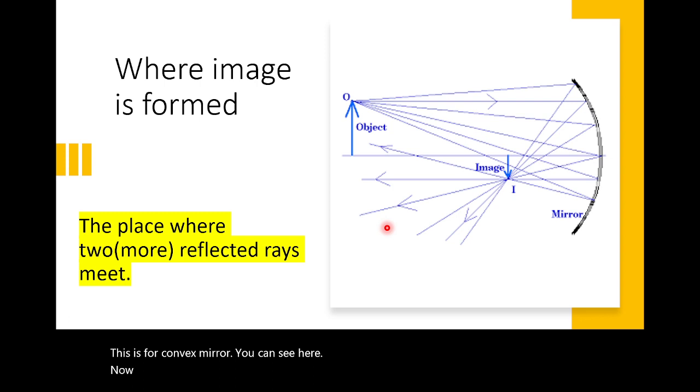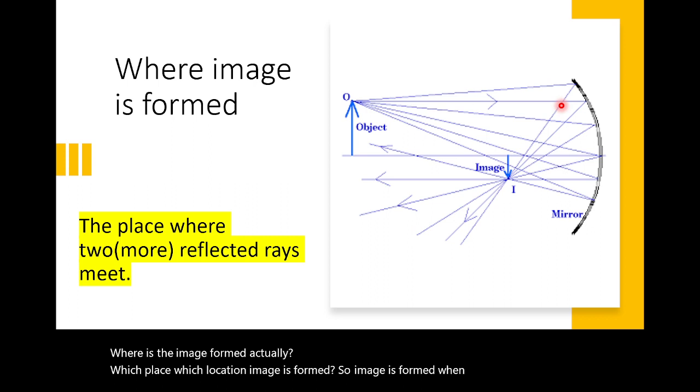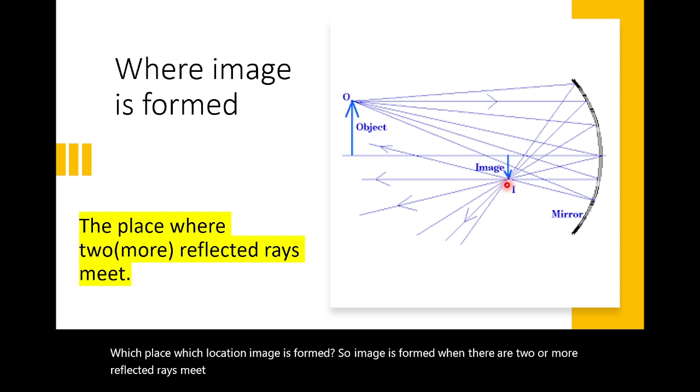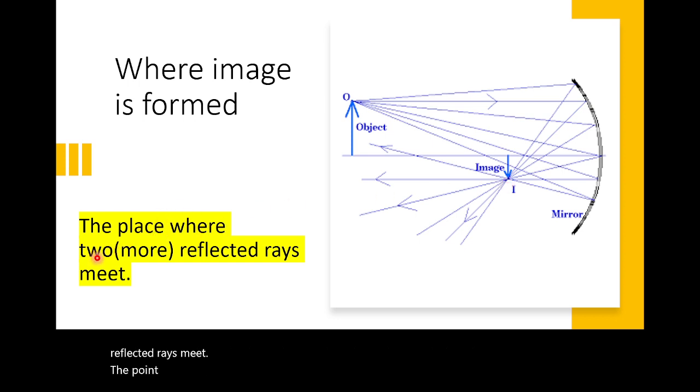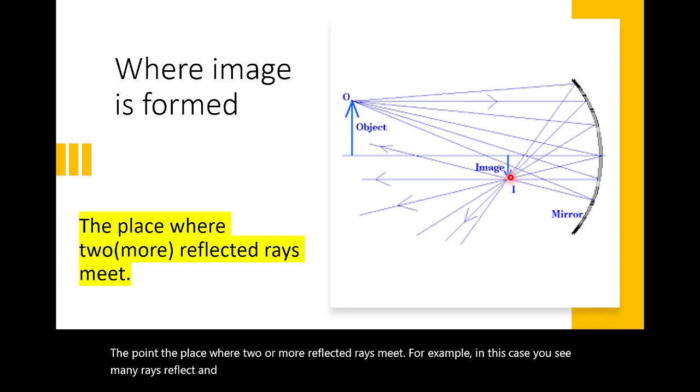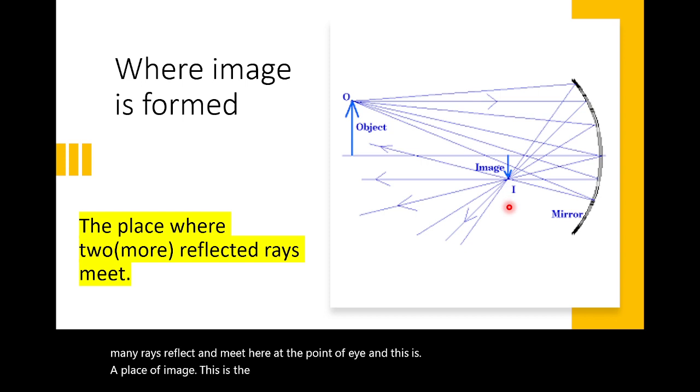Now, where is the image formed actually? Which location is the image formed? The image is formed where two or more reflected rays meet. For example, in this case, you see many rays reflect and meet here at the point of the eye. And this is the place of the image. This is the place where the image is formed.